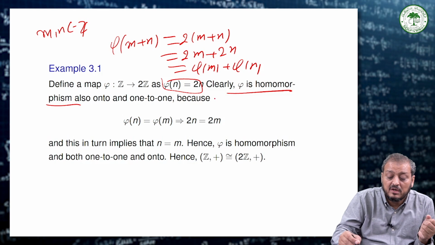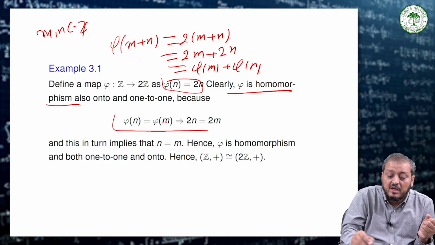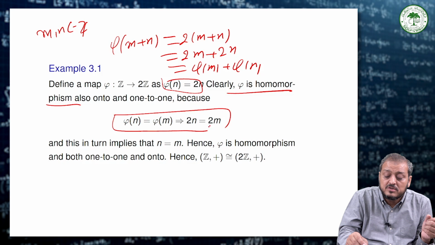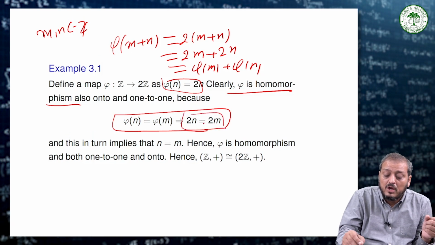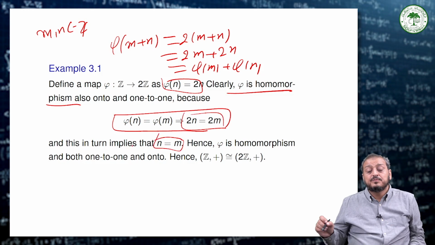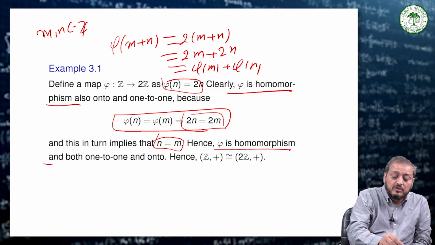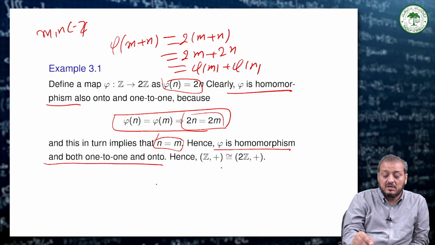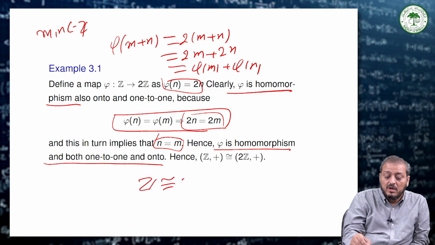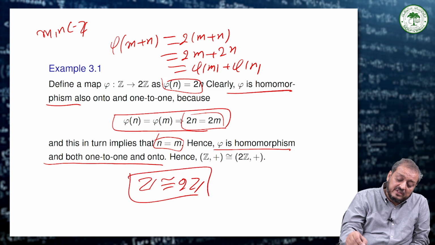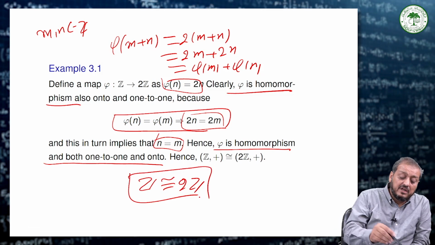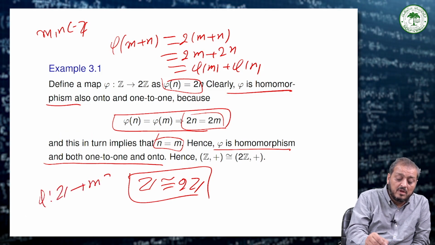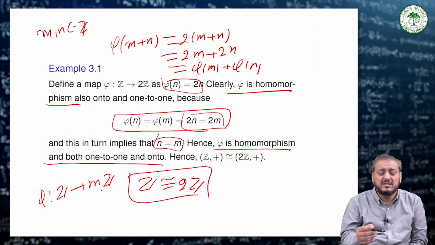So, this is clearly not a problem for onto, and one-one is trivial. If we take phi of n equal to phi of m, then 2m is equal to 2n, and then we can simply say that m is equal to n. So, phi is a homomorphism and both one-one and onto. So, we can say that Z is isomorphic to 2Z. In general, in place of this, we can define a phi map from Z to mZ, where m is any integer.